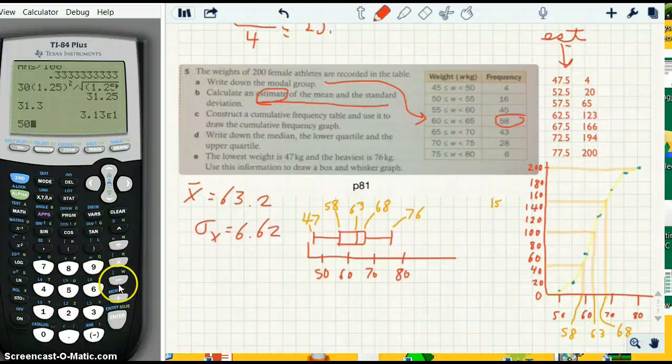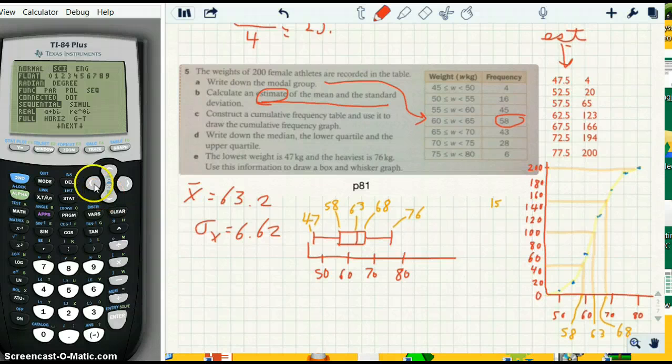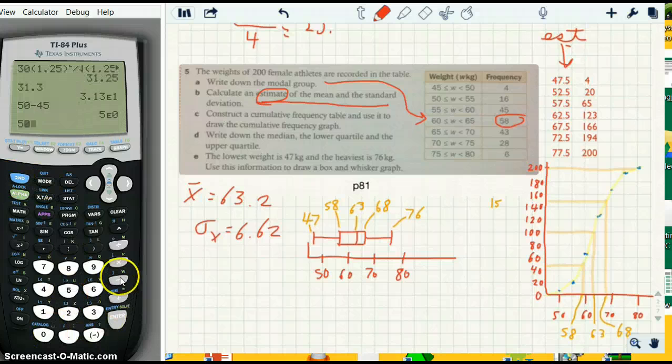Oh, it's in scientific notation mode. Let me get out. Change to normal. Get out. 50 minus 45, and the difference is 5. I'm sorry. 50 minus 45. On the emulator, you have to type slow.